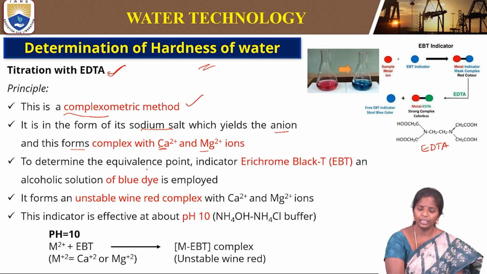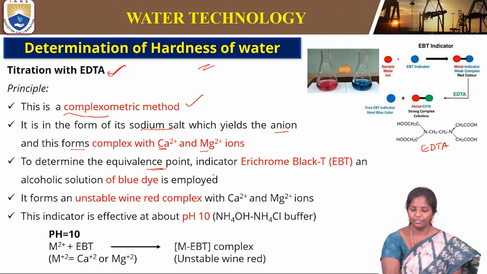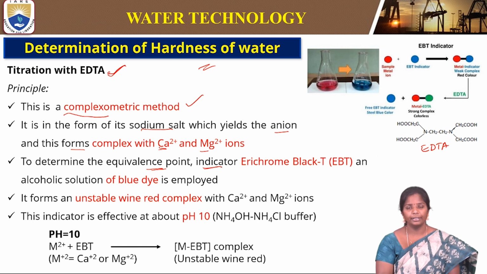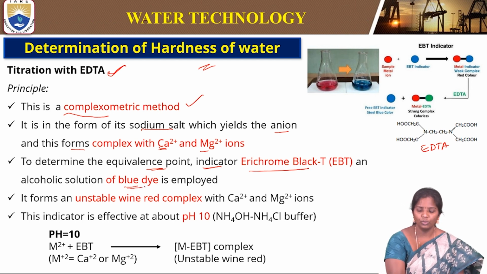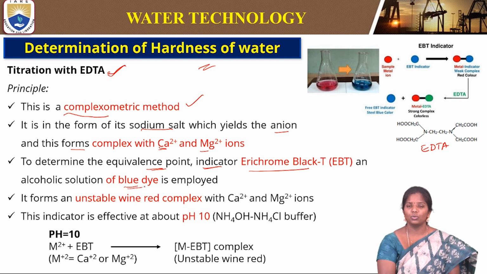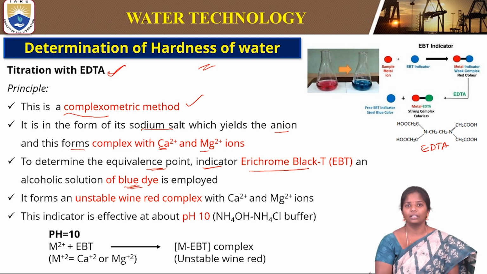To determine the equivalence point, how do we understand whether the hardness can be estimated through this method? We use indicators, like colored indicators, which help in understanding the endpoint or the equivalence point of this reaction. Eriochrome Black T, EBT, an alcoholic solution of blue dye, is employed. This can be used for conversion of color from one color to another. The dye color can change depending on the pH.